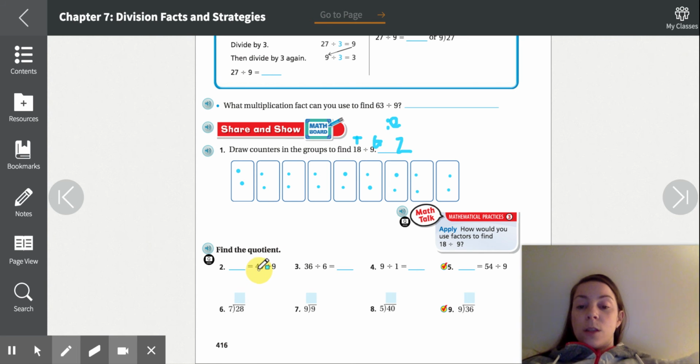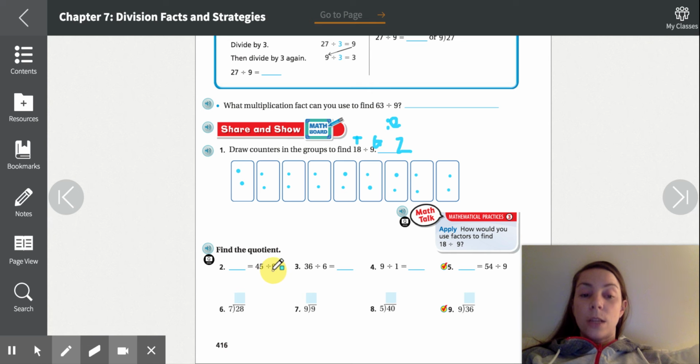Okay, so now let's go down here and find these quotients. 45 divided by 9. I'm going to use that strategy where they change the 9 into a 3 and a 3. So I'm going to start by dividing. Now let's do it over here where I have space. 45 divided by 3.